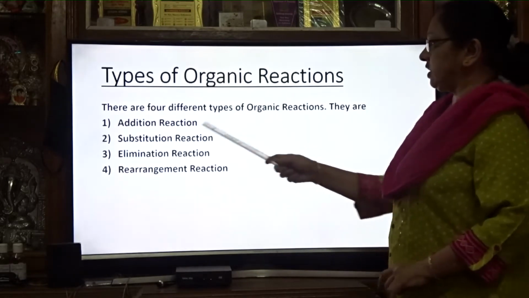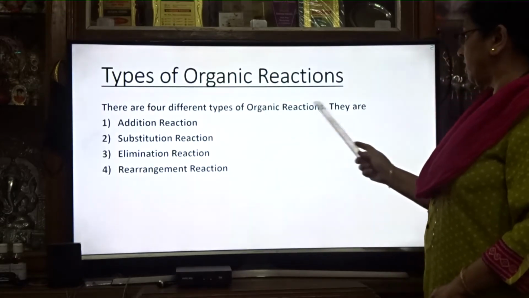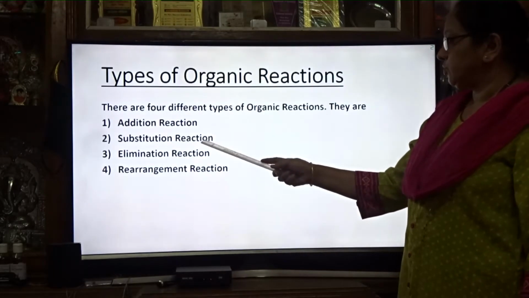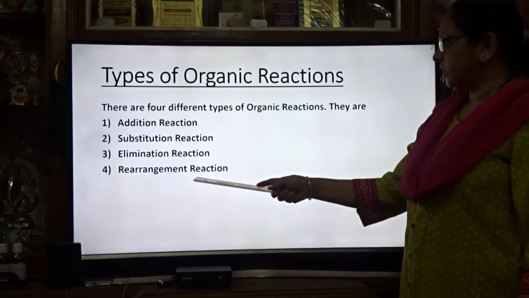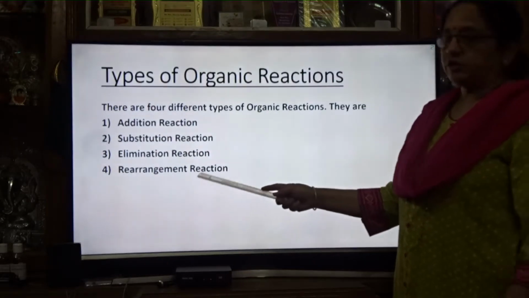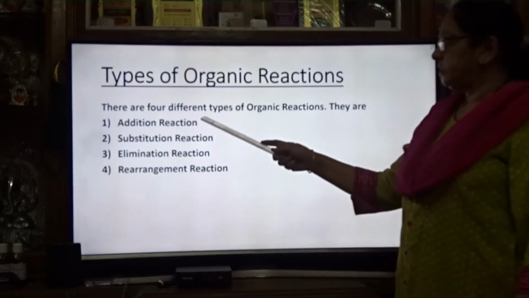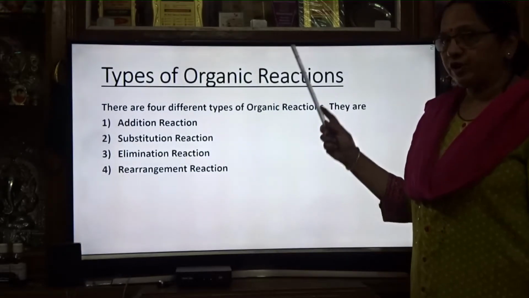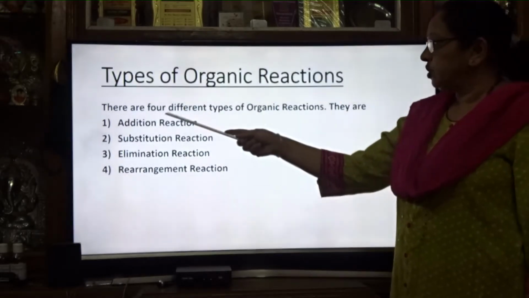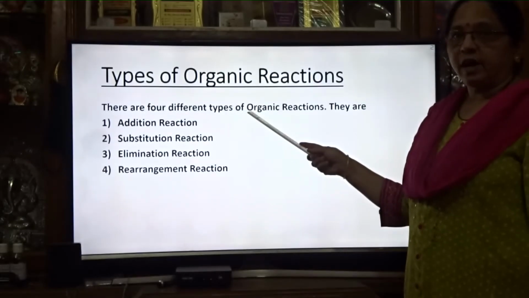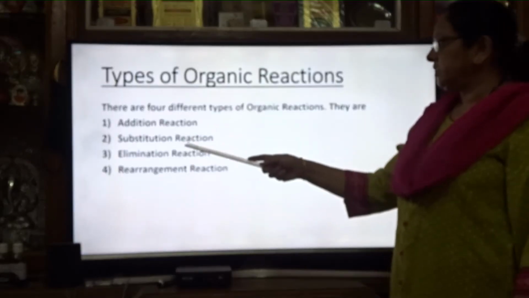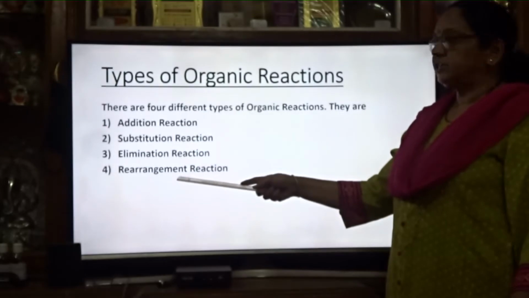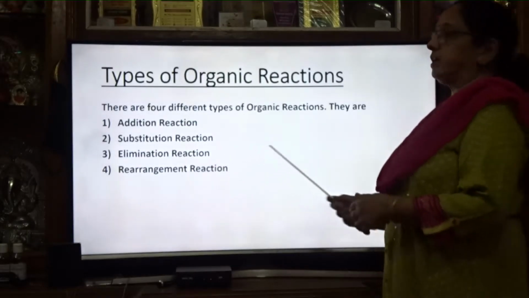The first is types of organic reaction. There are four different types of organic reaction. They are addition reaction, substitution reaction, elimination reaction and rearrangement reaction. In the last class we have studied types of reactive intermediates. These are, don't get confused. So here you have four different types of reaction: addition reaction, substitution reaction, elimination reaction and rearrangement reaction.